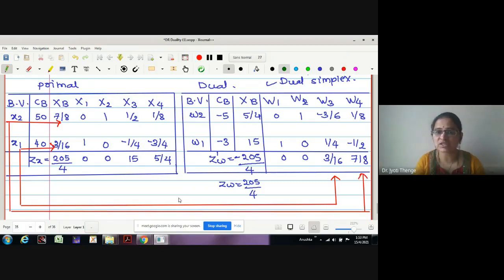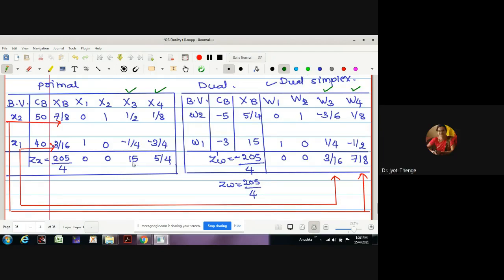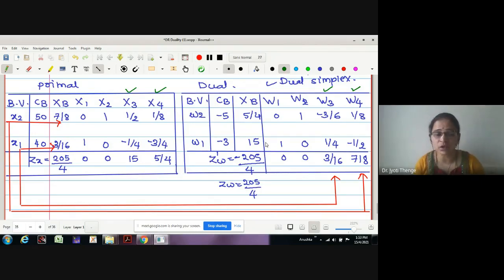Let me try to understand in the reverse way as well. Whatever this 15 value is, it is the net evaluation of your second slack vector. X3, X4 are the slack vectors in the primal problem, and W3, W4 are the slack vectors in your dual problem. Now, I'm going to write the value of net evaluation of the first slack vector is the value of your second dual variable. Like this.